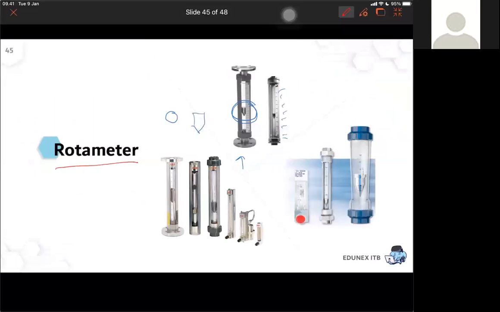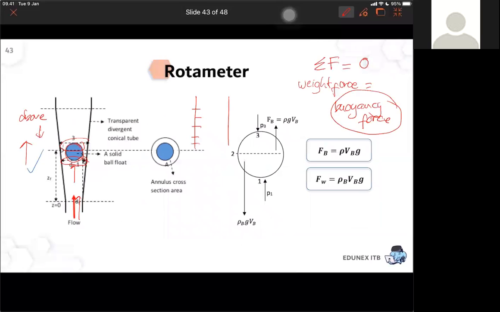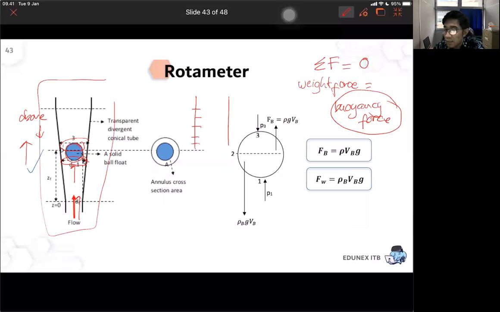Okay, any question? Sir, I have a question, sir. Okay. With the difference in the diameter of the rotameter, does it affect, sir? Yes, of course. Because if you see from the side, it will be like this, right? Okay. But if you see from the above, it will be like this.